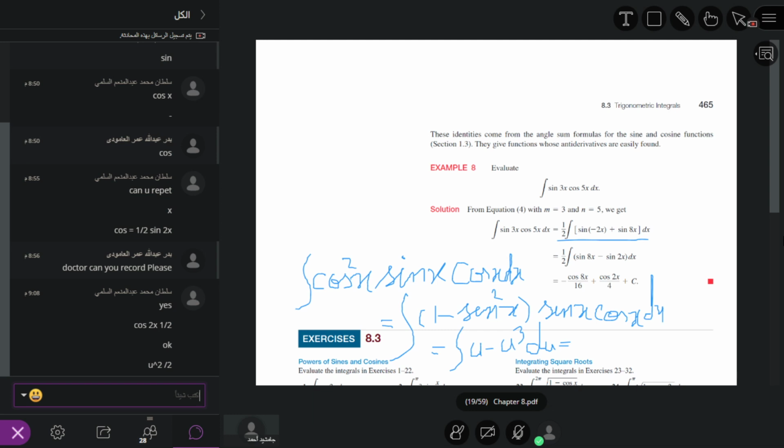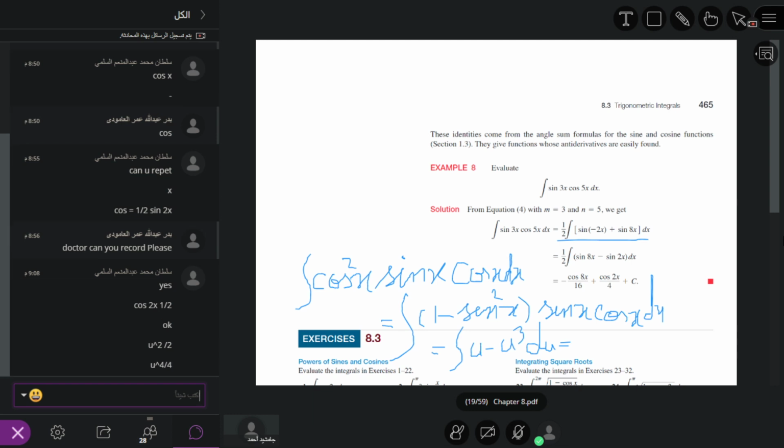Yes, it is u square divided by 2. Now, what is the integral of u power 3? Yes, u power 4 over 4.